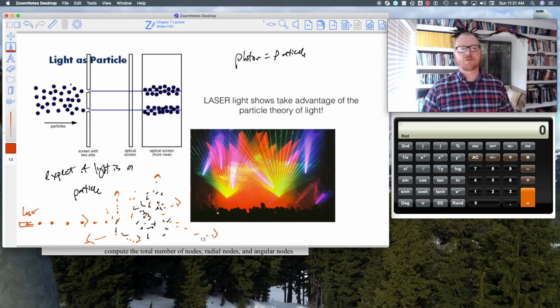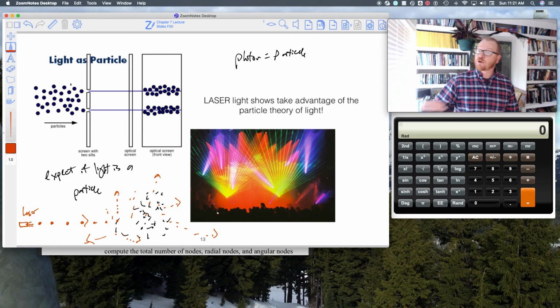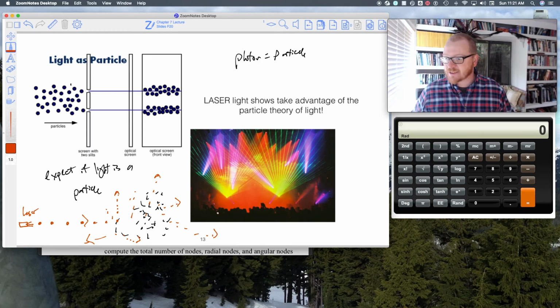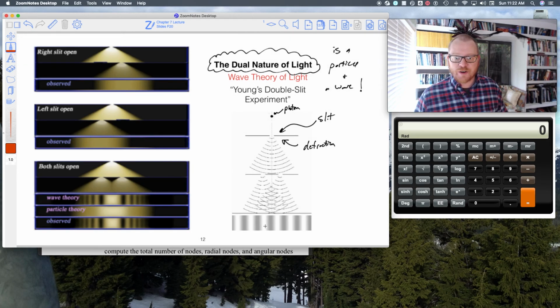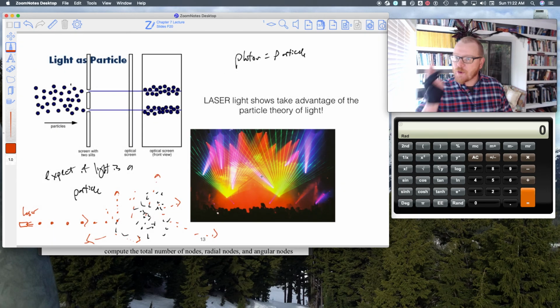So again, the dual nature of light, light acts like a wave, but it's also like a particle. So that photoelectric effect idea that I showed you, that's kind of light acting like a particle. The Young's double slit experiment and these interference patterns, that's light acting as a wave. Laser light shows where you actually see that beam of light because it's being scattered off of some smoke particle or some aerosol, that's light acting as a particle. So we kind of have to accept that the current state of physics on light is that it's both. It's both a wave and a particle.